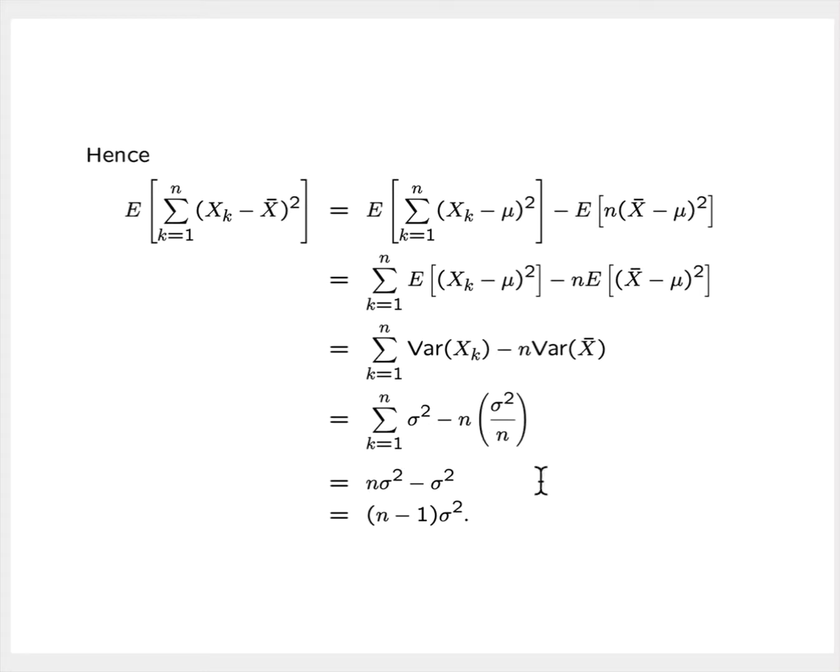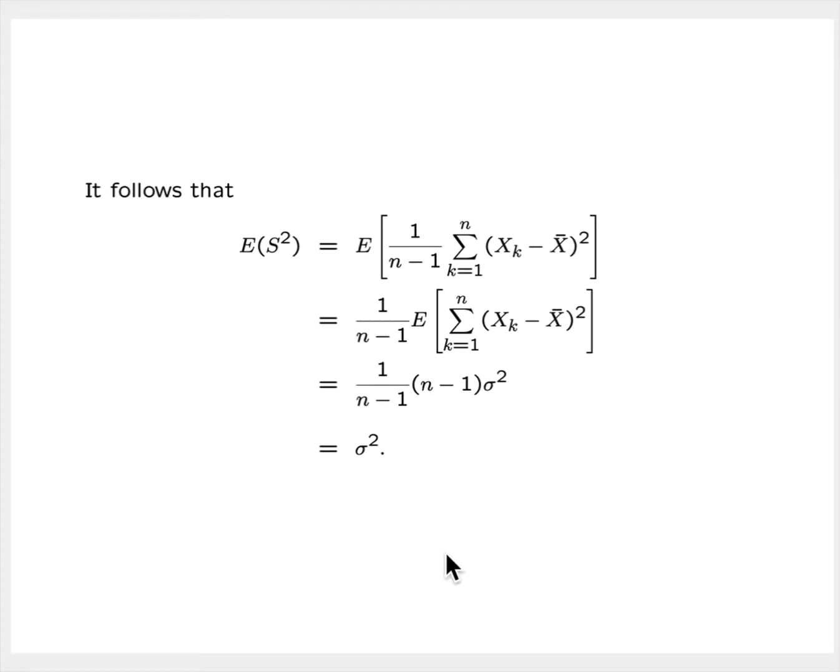The n's over here cancel, and so we see that the expected value of the sum of squared deviations about the sample mean is equal to n minus 1 times sigma squared. Now remember that s squared is equal to 1 over n minus 1 times the sum of squared deviations about the mean. And so we can use this now to find the expected value of s squared, or in other words, the mean of the sampling distribution of s squared.